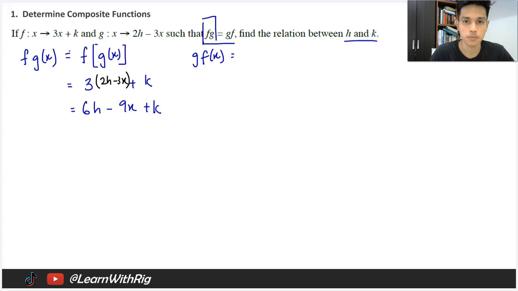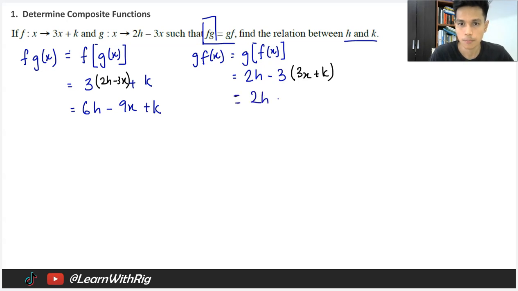So gf(x) is going to be equal to g, and then the object is what? It is f(x), right? So you have g is 2h − 3x. But in this case, you're not going to substitute x. The object is not going to be x, the object is going to be f(x), which is 3x + k. So let's expand this. You will get 2h − 9x − 3k.